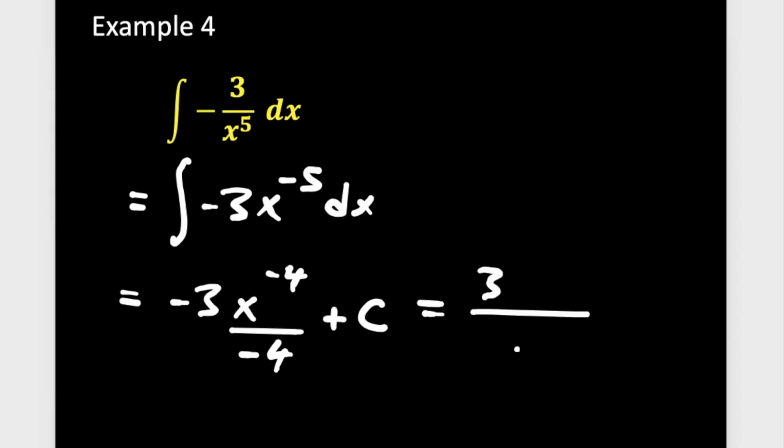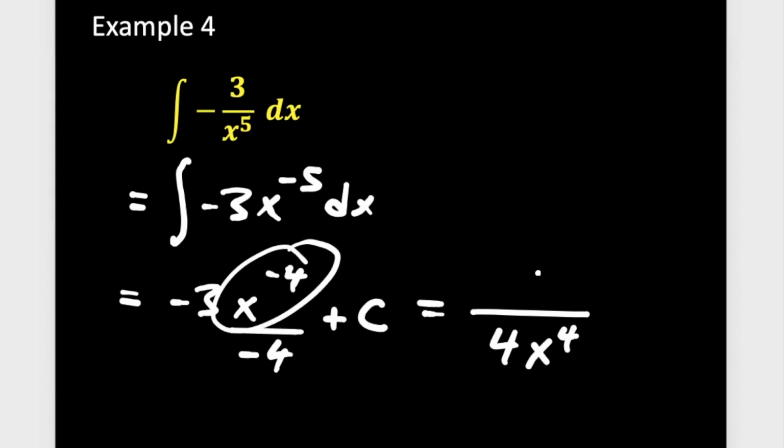I'll put a 3 here. I'll put a 4 there because these negatives cross out. And then next to the negative 4 can be brought down to the denominator as x to the 4. Perhaps let's just move the 3 over a bit for aesthetic reasons.